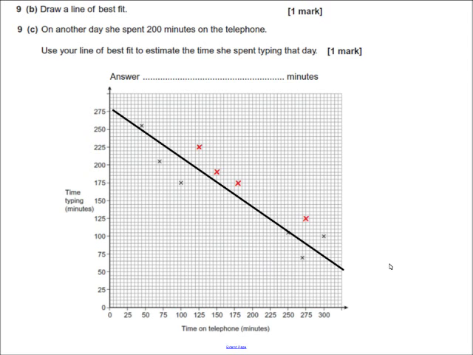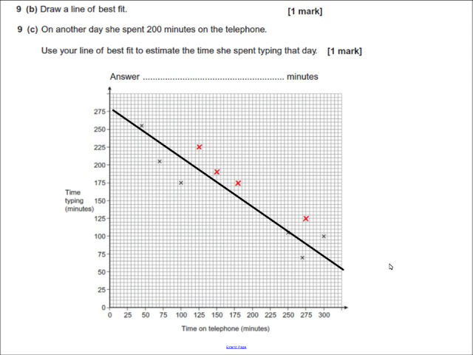So my line of best fit goes as close to all of the crosses as I can get it. Not through any particular cross, it doesn't have to go through any cross, and we're looking at negative correlation, okay. So that's question 9b for 1 mark.